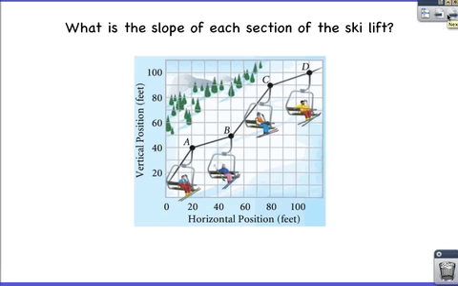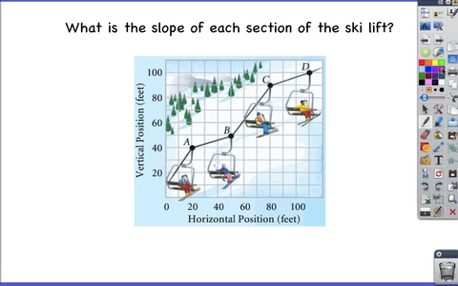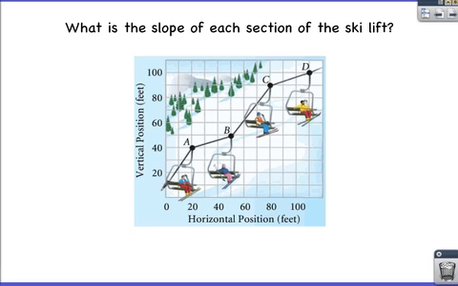What is the slope of each section of the ski lift? Pause the movie and try this problem on your own. Resume when you're ready. So for this first section, we're starting at 10 and rising to 40 when you look at your y coordinates. This is a rise of 30. We're also going from 0 to 20 for our run, so 30 over 20 reduces to 3/2. So the slope of this section is 3/2.